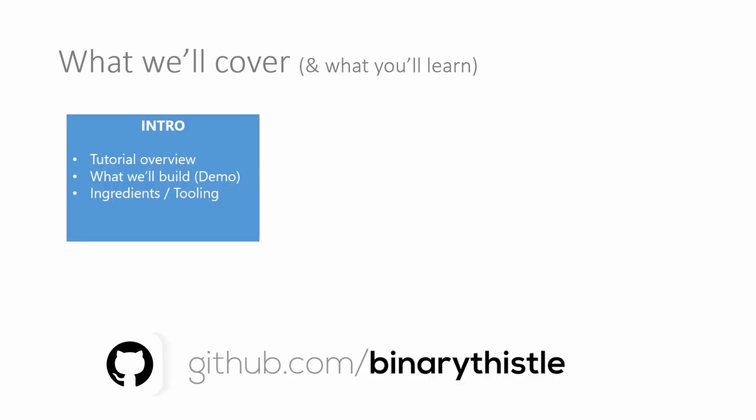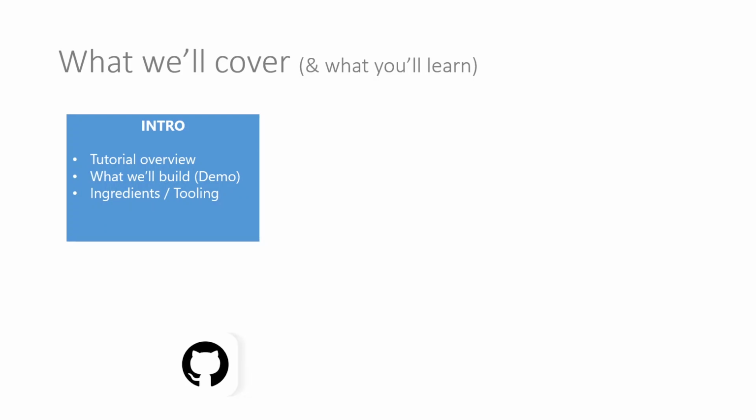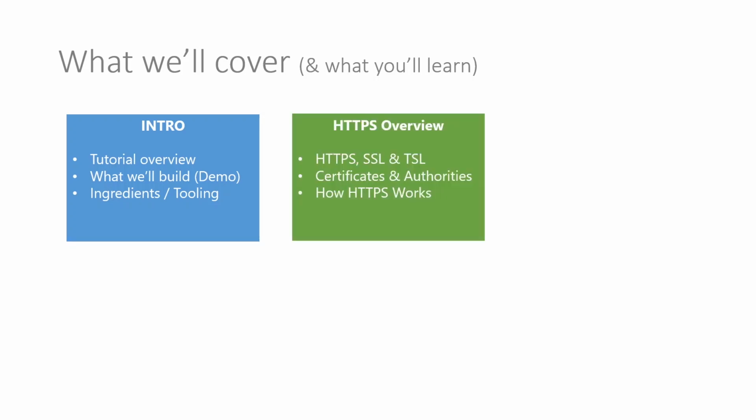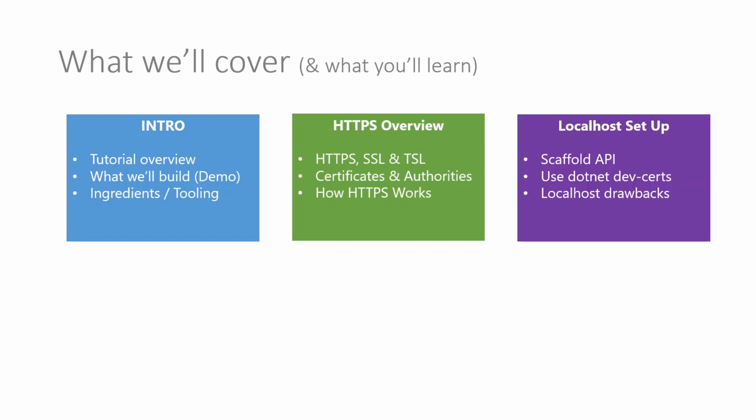So yes, I'm going through the overview right now. I'll take you through a quick demo of what we're going to build in a minute, and then I'll take you through the ingredients and tooling required if you're going to follow along. Then a very high level HTTPS overview, just what HTTPS, SSL and TLS are, what certificates and authorities are, and then a bit of an interaction diagram on how HTTPS hangs together. We'll then move into the practical part of the tutorial. We'll scaffold up a very simple out-the-box .NET Core API. We're going to use something called .NET Dev Search to set up a local self-signed certificate, and then we'll talk a bit about the drawbacks of that, hence why we're doing this video.